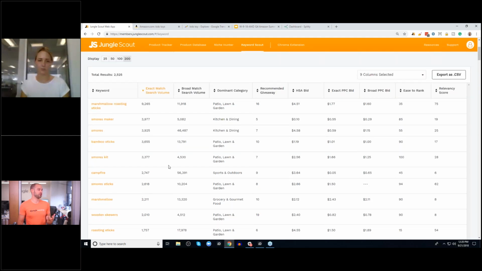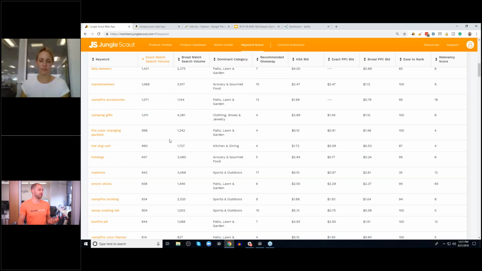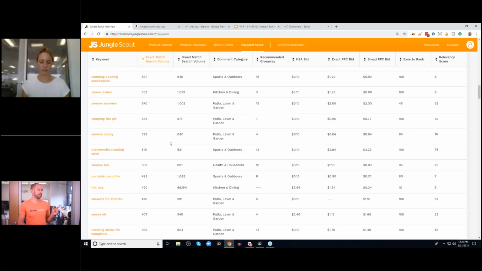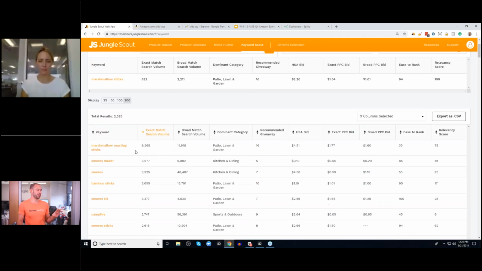And what I've found through this is something like s'mores maker is probably the second best keyword for me. Marshmallow roasting sticks has the highest exact match search volume, but after that, s'mores maker. So you definitely want to use a keyword tool that's giving you these different words that don't necessarily include the search term.